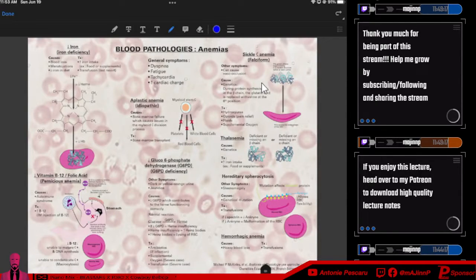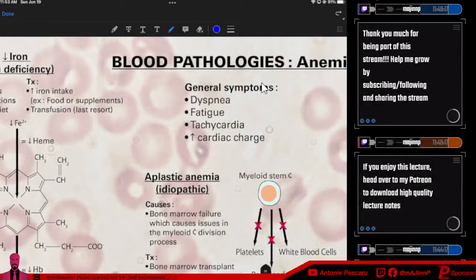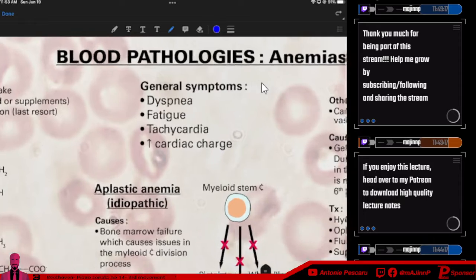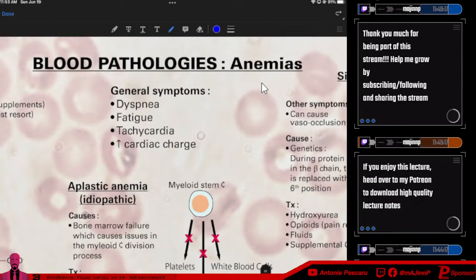Finally, we get to our blood pathologies. I'll go really quick into them because I really want to show you the microscopy video. We're going to start with anemias. Anemia basically means that you have a lower level of red blood cells.